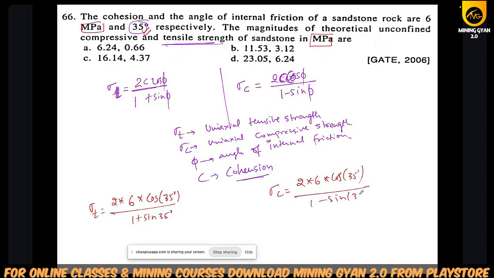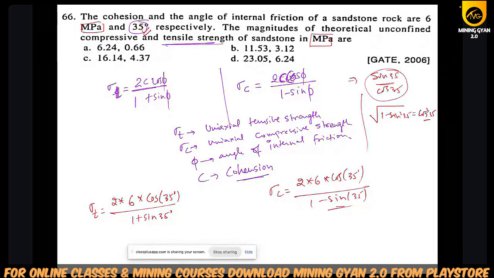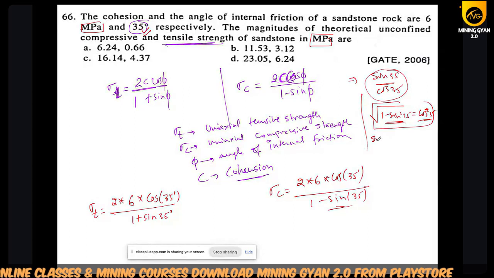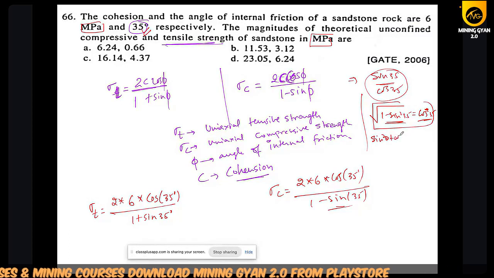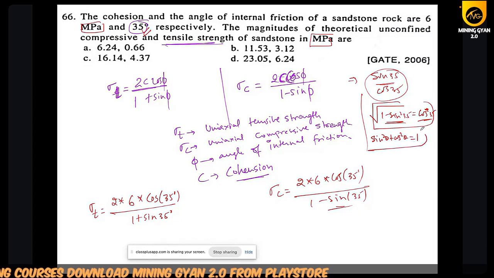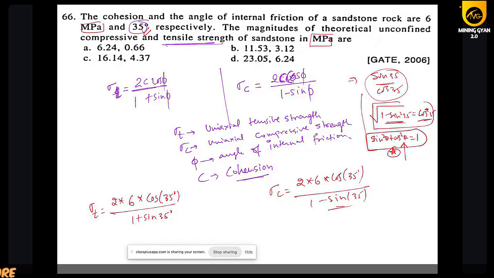If he wants to ask you this question, then he will need to give us the value of sin 35 or cos 35. One of the values he has to give. If one of the values is given, you can find out the other value with the help of sin square theta plus cos square theta equal to 1. Everybody knows this property. So if he gives you one value, you can find out the other. Please remember this formula also.